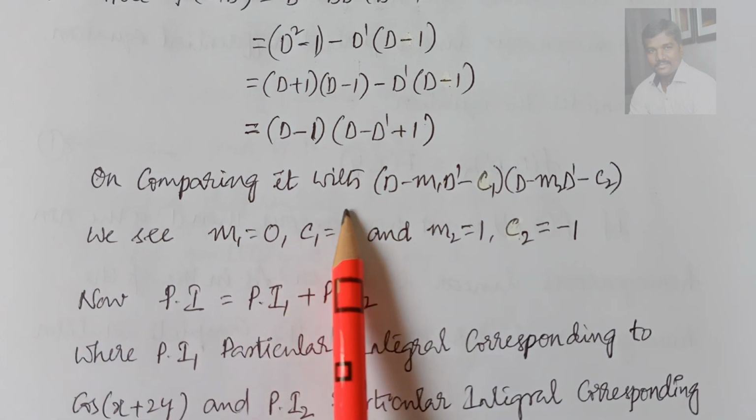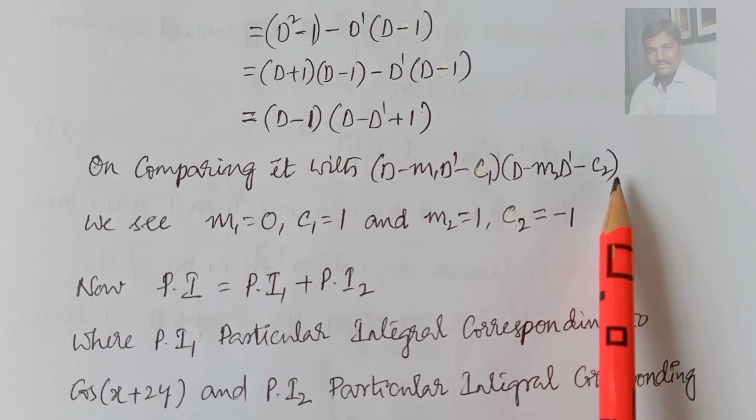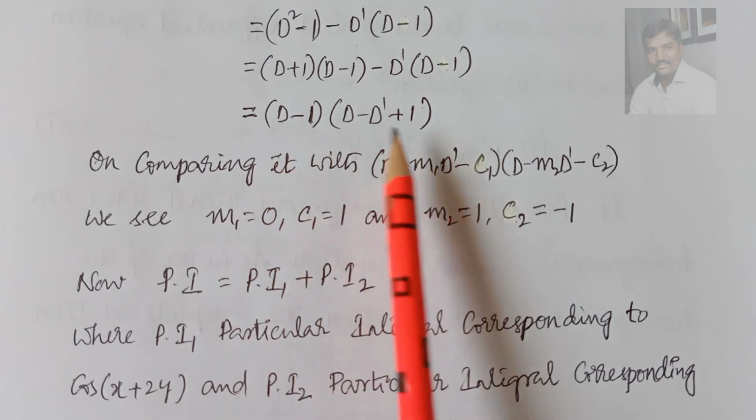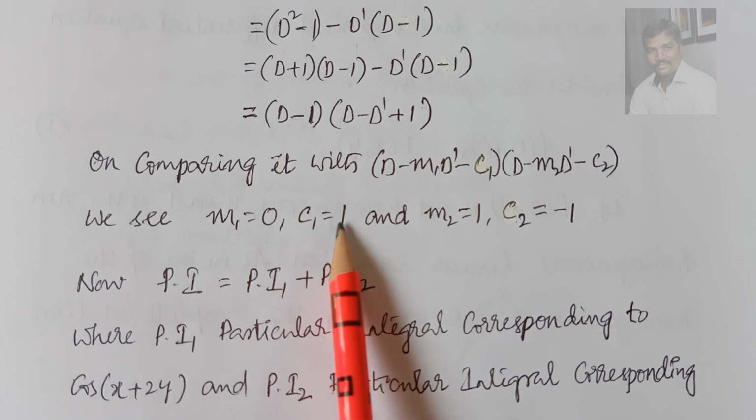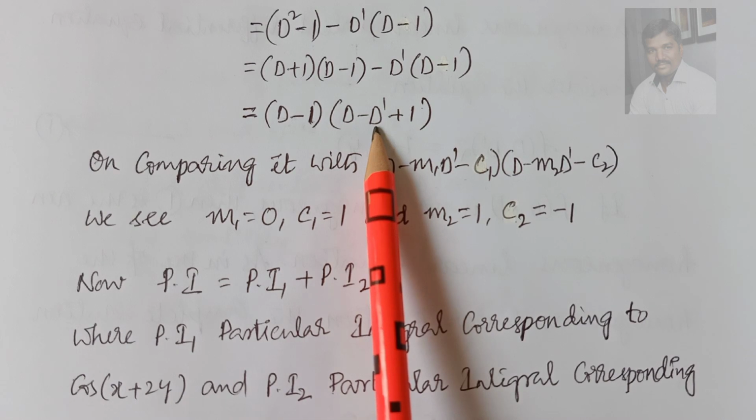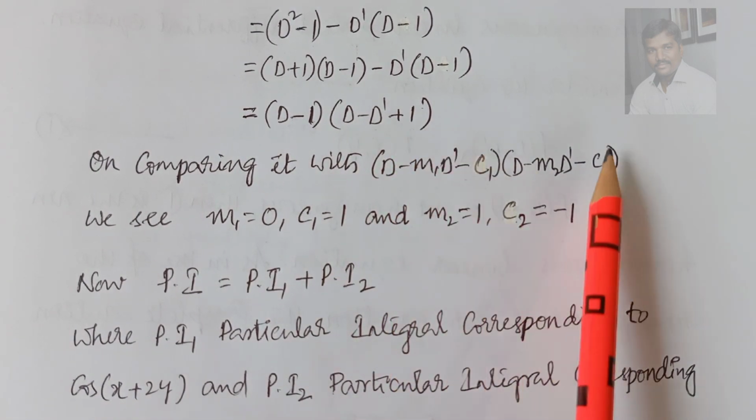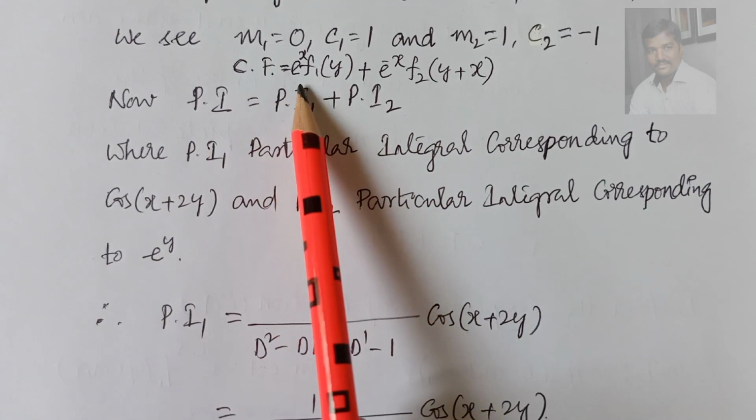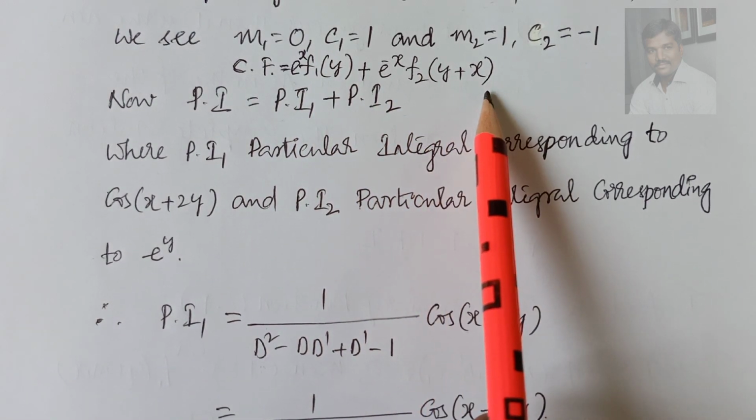Now comparing it with (D − m1 D′ − c1)(D − m2 D′ − c2), you can identify m1 here. If I compare these two, m1 is equal to 0 and c1 is equal to 1, and m2 is equal to 1 and c2 is equal to −1. Here we need to write the minus of minus: −c2 is equal to 1, so therefore c2 is equal to −1. The complementary function is equal to e^x f1(y) plus e^(−x) f2(y + x).